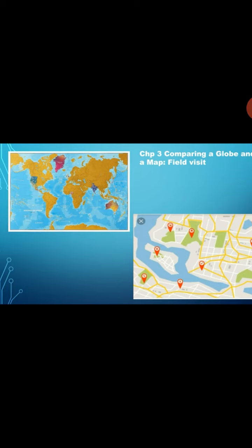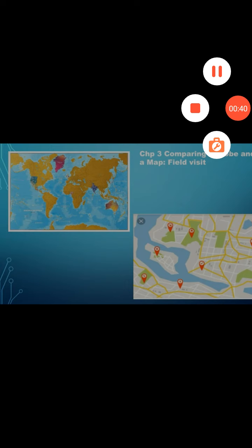So students, as you all know, in the previous lecture we completed the introduction part of this chapter, and we also solved some questions given in your textbook. We also learned about two-dimensional and three-dimensional objects, and about field visit. So students, in this lecture we are going to learn more detail about map and globe. Okay students, so here we are going to start.